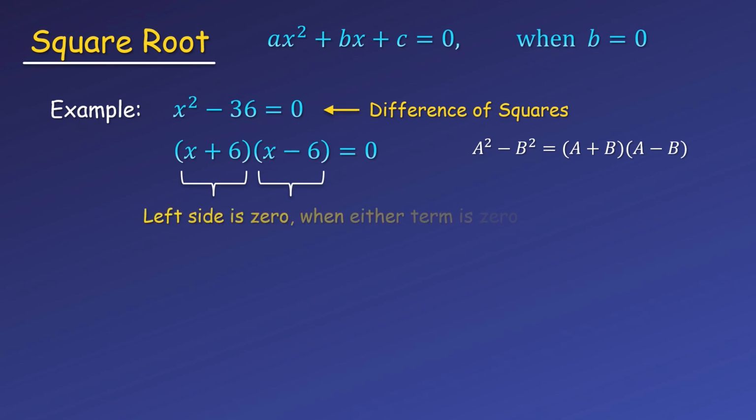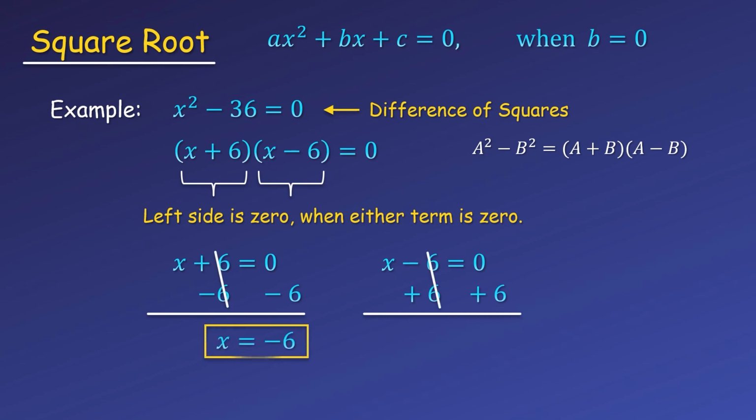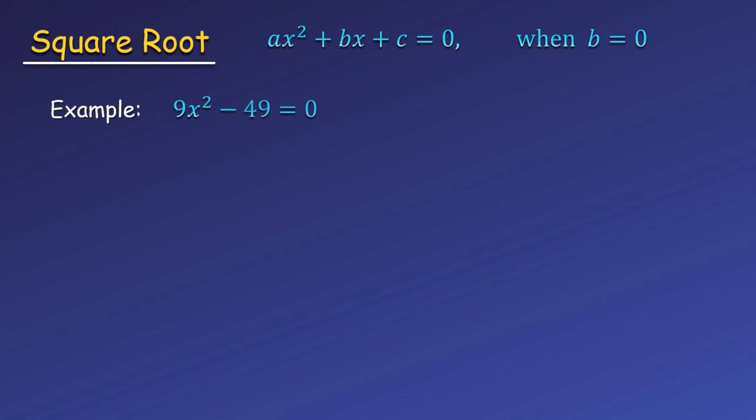Now we can solve for x by finding each value of x that makes the left-hand side equal to 0. Since the terms are multiplied together, if either term is 0, the entire left-hand side will be 0. So we can set each term equal to 0 and solve for x. We'll write x plus 6 equals 0 and x minus 6 equals 0. Subtracting 6 from the first equation, we get x equals minus 6 as our first solution. And adding 6 to the second equation, we get x equals positive 6 as our second solution. Since the largest term in a quadratic equation has an exponent of 2, or x squared, we will always get 2 solutions.